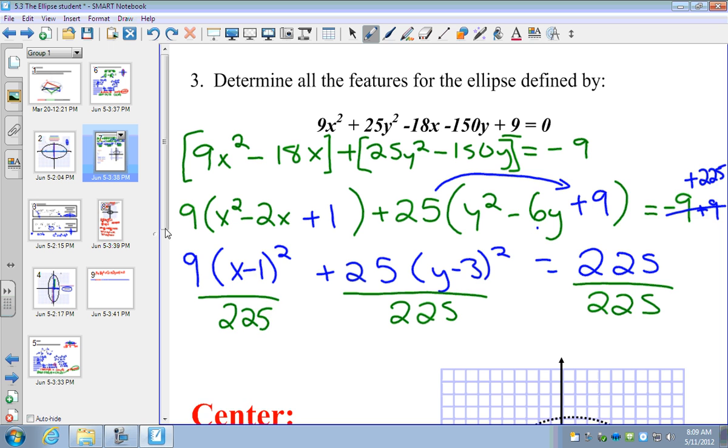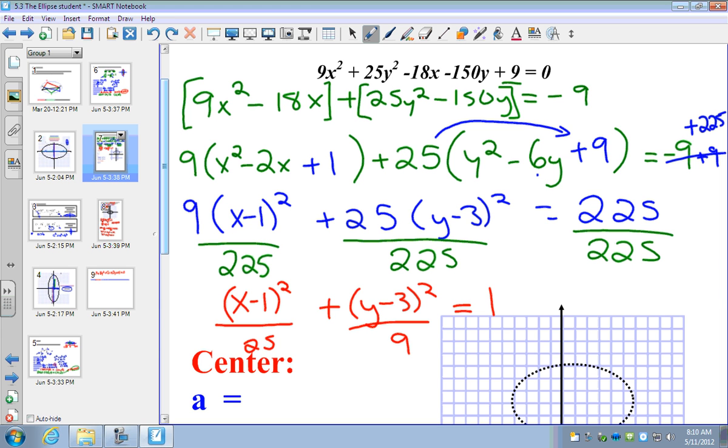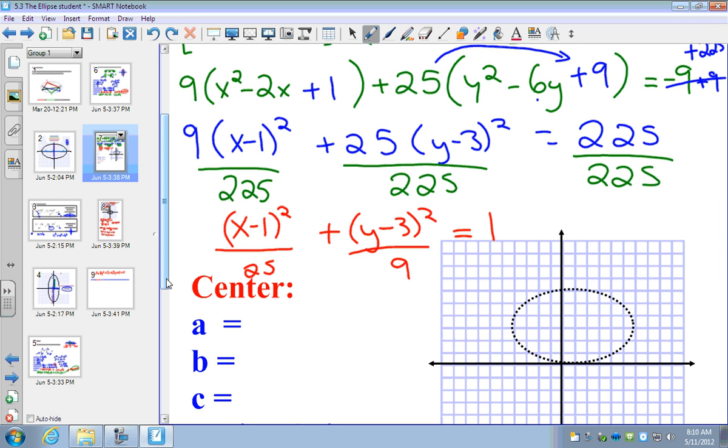Okay, when I do that, and I'm just running out of space, this simplifies to (x minus 1) squared over 25 plus (y minus 3) squared over 9 is equal to 1. And that's the exact form that we wanted it to be. First of all, notice that my center is (h, k), so it's going to be at (1, 3). That's where I put it right here. That is my center.